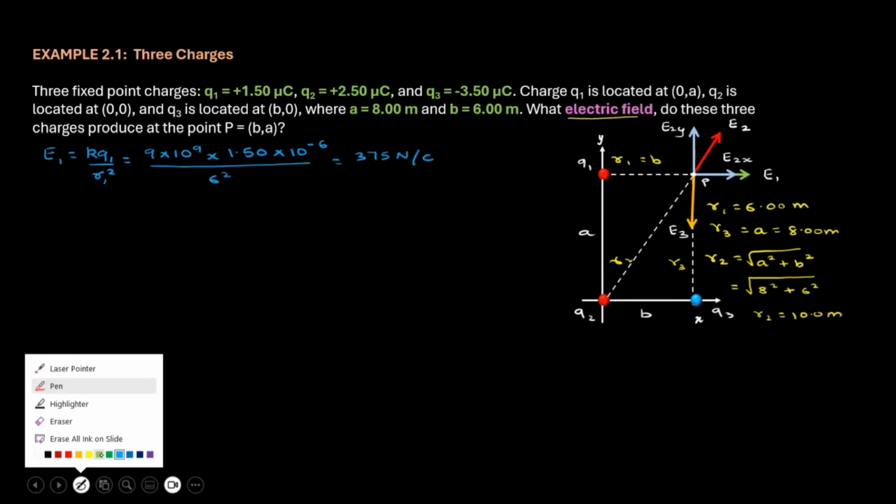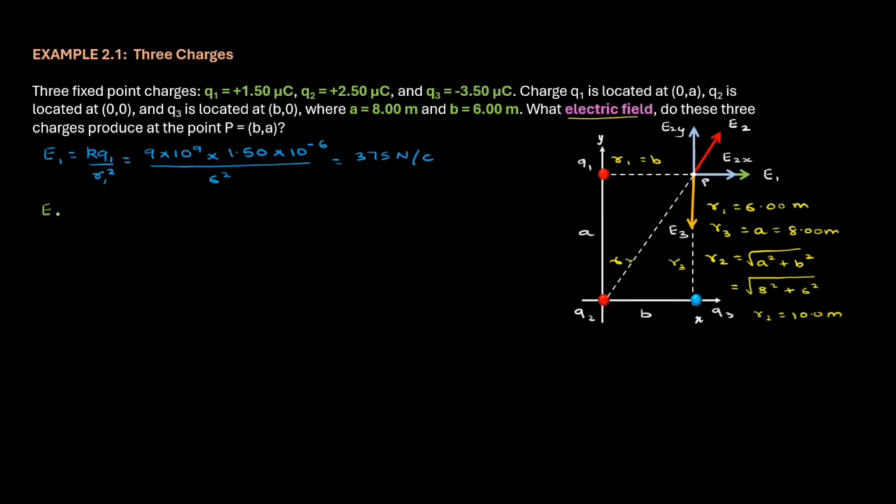Then we calculate the value of E2. E2 will be equal to K Q2 over R2 squared. So K is 9 times 10 to the power 9. Q2 is 2.5 microcoulomb, so 2.5 times 10 to the power negative 6. Distance between point P and Q2 is R2, which is 10, so 10 squared. That gives me E2 as 225 Newton per coulomb. Now E2 we are splitting into components, and we need to find the values of these components.